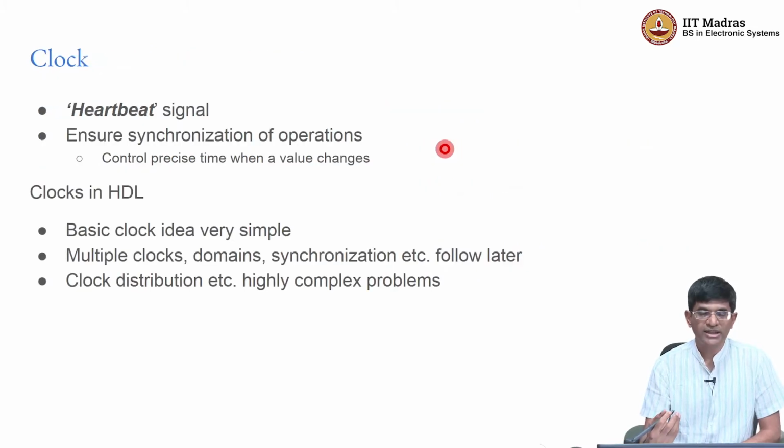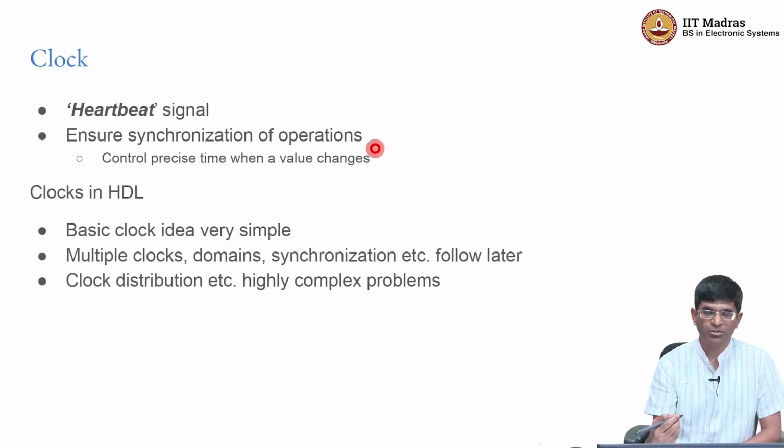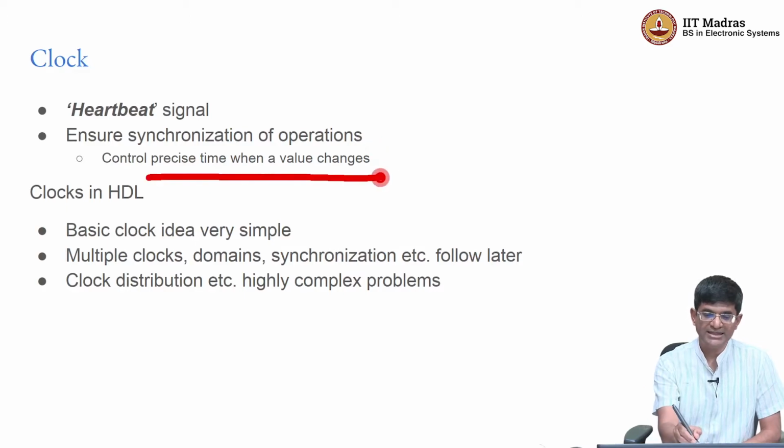Now a crucial aspect of this is the notion of a so-called clock signal, right? A clock can be thought of as, we often refer to it as the heartbeat of a digital synchronous circuit. It essentially ensures synchronization of operations, right? It means that there is a specific beat, a regular interval at which certain operations are allowed to take place. In particular, it controls the precise time when values are allowed to change.